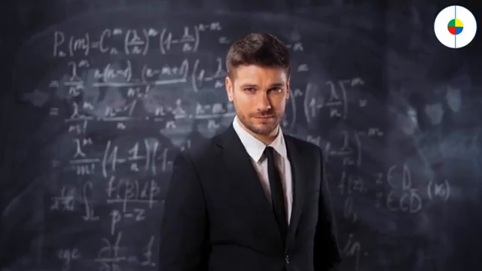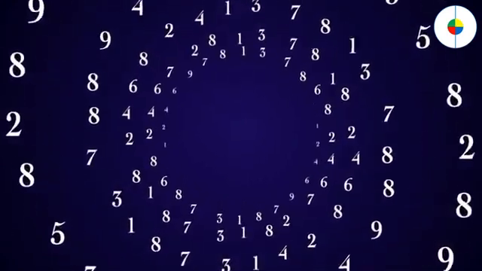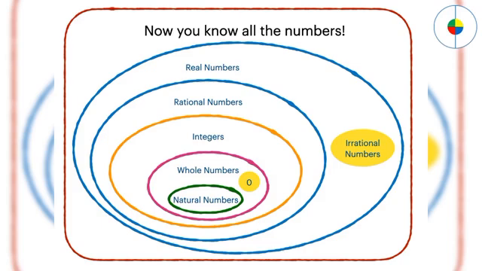Let's recap what we have learned by now. How to understand different types of numbers super easy and fast. Natural numbers, also called counting numbers, which is from 1 and up. Whole numbers include 0 and all natural numbers. Integers are all whole numbers and their negative counterparts.